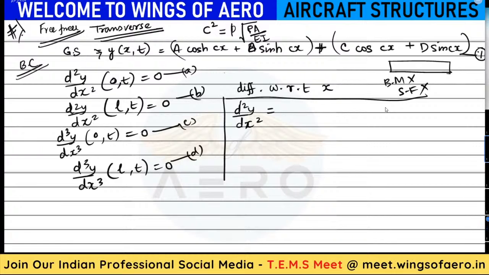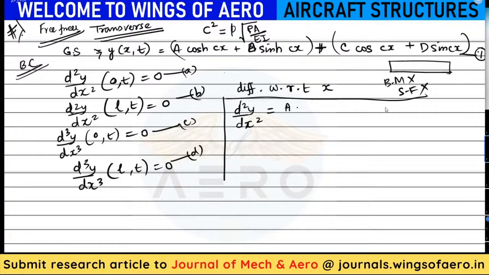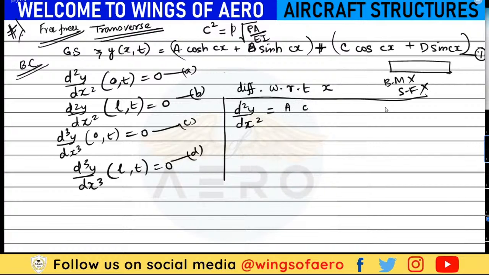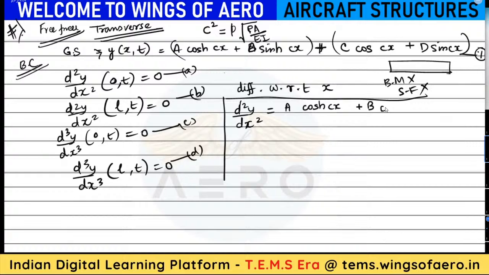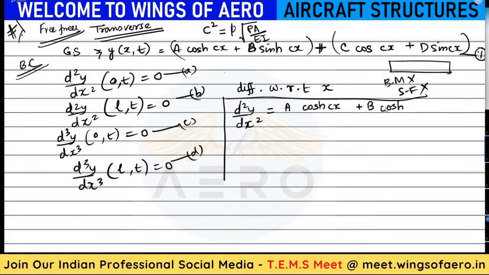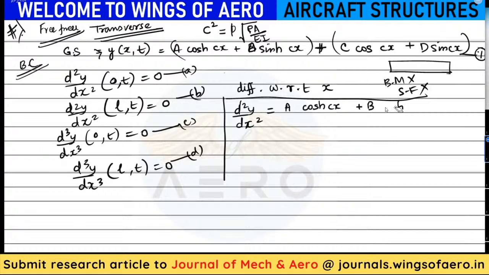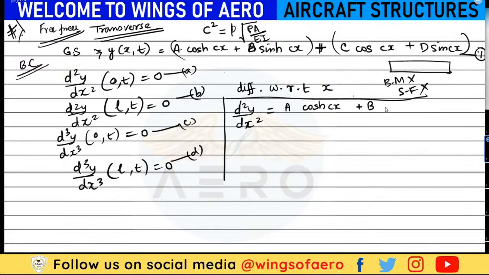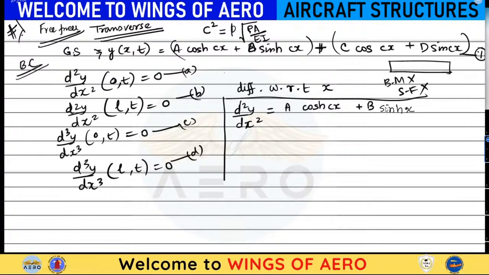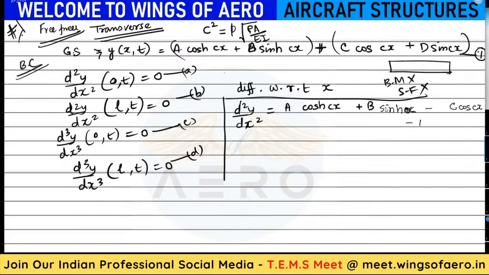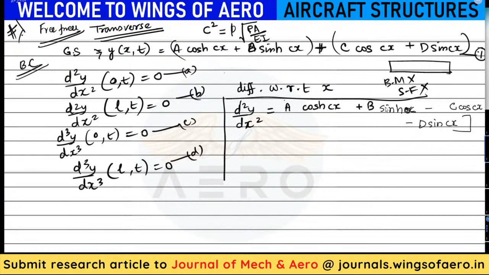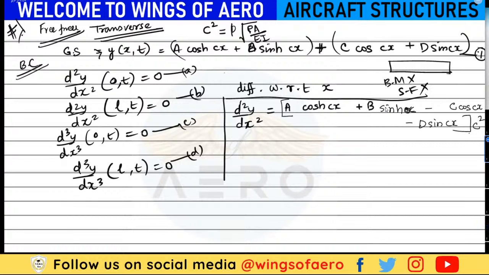And d square y upon dx square equals a cosh cx plus b sinh cx, minus c cos cx minus d sin cx, all multiplied by c square. Right? So this is the thing.